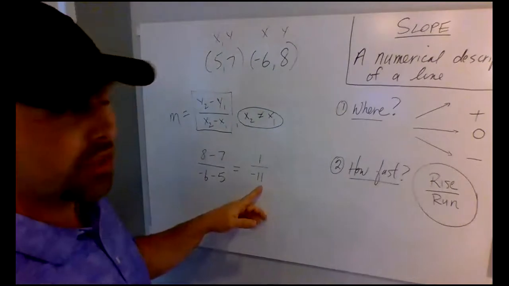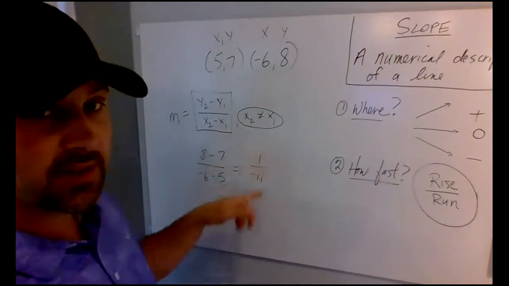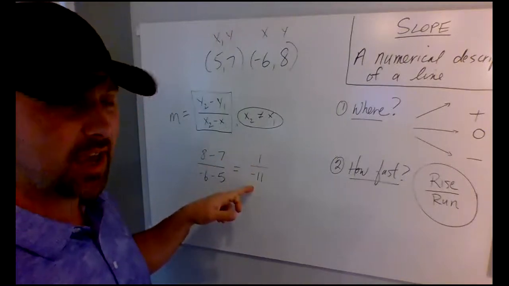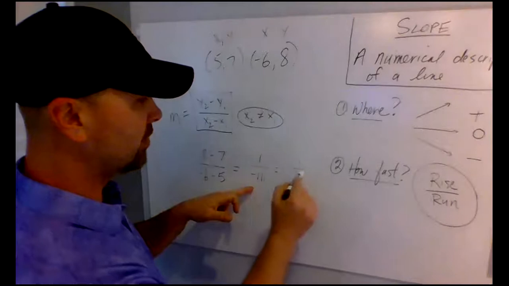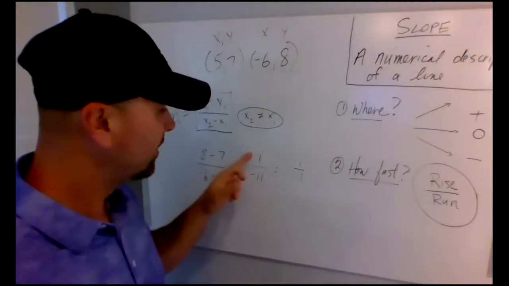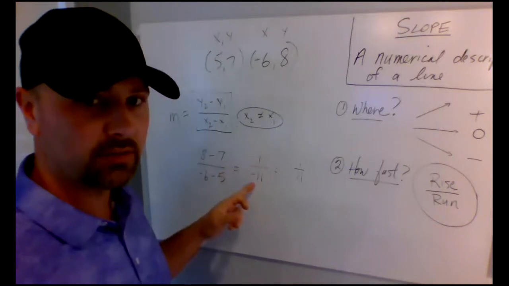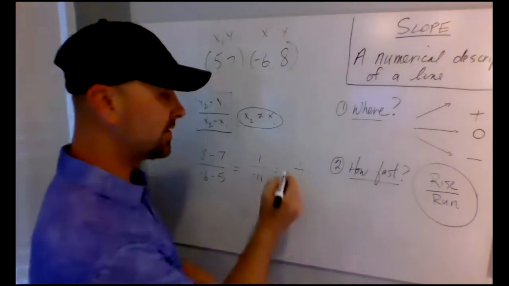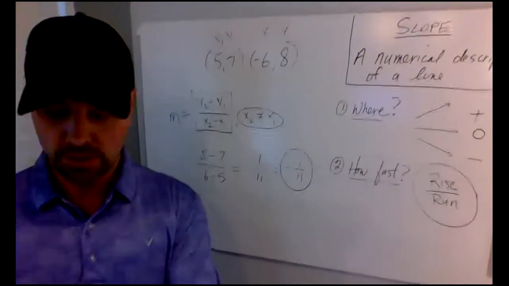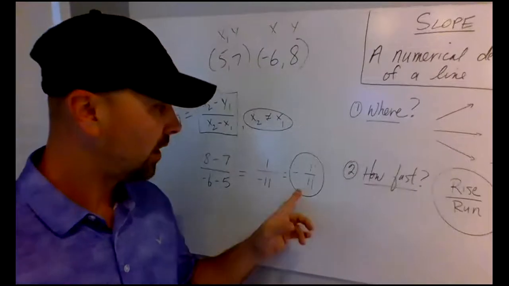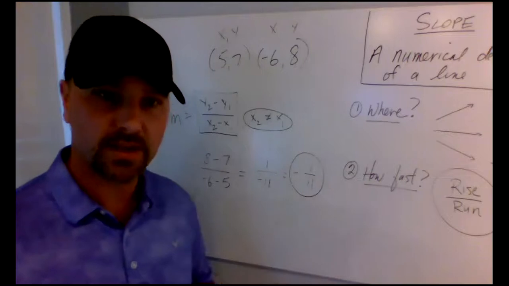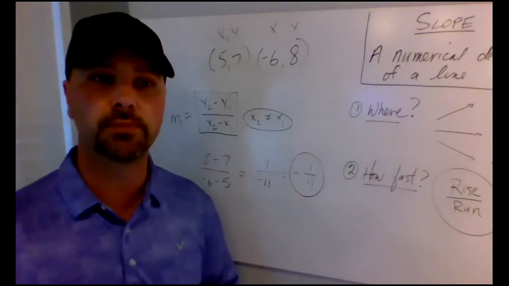Okay. The last step would be to simplify this. And so what we need to see is 1 over 11 can't be simplified. Those numbers will stay what they are. But we also need to take a look at the signs. This is a positive divided by a negative. A positive divided by a negative is negative, meaning the slope is negative. So take a second. Think about this line, -1 over 11. That tells us about the line, okay?